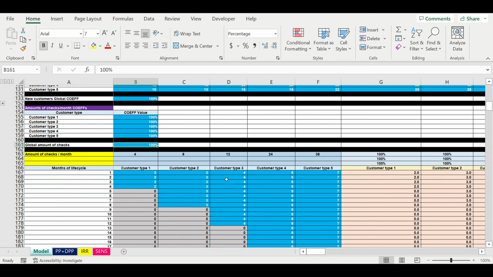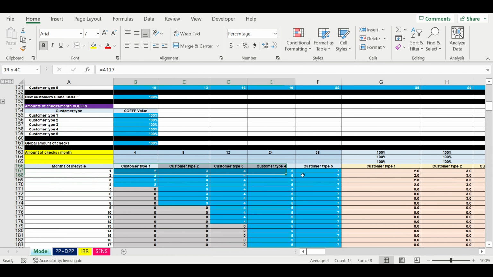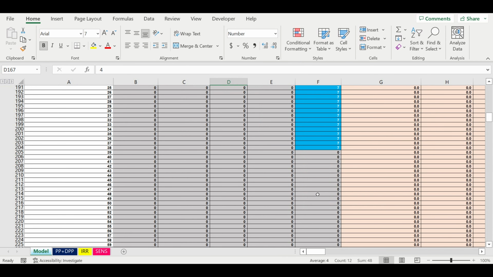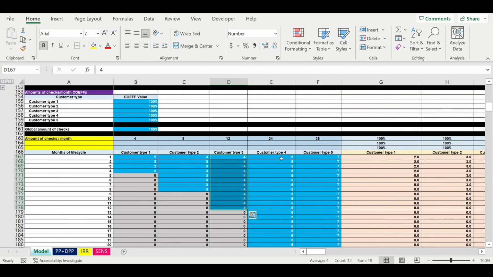So we have 5 types of customers, 5 portraits of customers. We've already specified that the duration of the life cycle for customer type number 1 is 4 months. Then for the next one it is 8, then 12, and so on. So here are the durations of the life cycle.